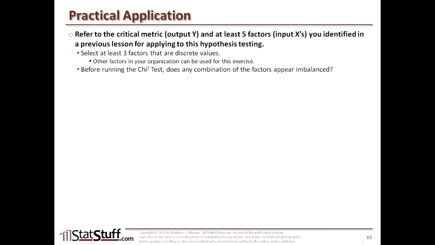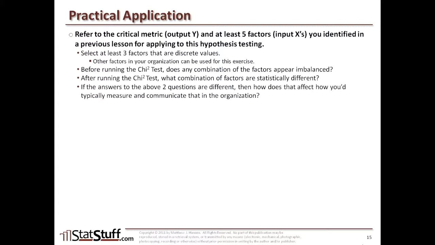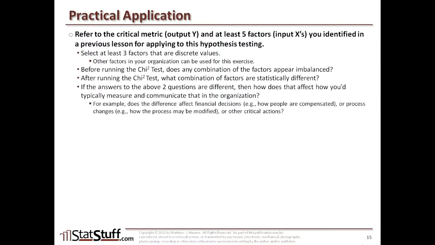Before you run the Chi² test though, ask yourself, does any combination of the factors appear to be imbalanced just based off of the surface without running the statistical test? After you run the Chi² test, now you might ask yourself what combination of factors are statistically different, if any of them. If the answers you have to those 2 prior questions are different, then how does that difference affect how you typically measure and communicate that within your organization?